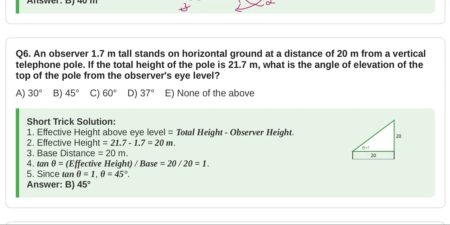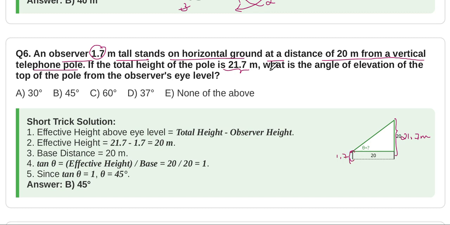Next question. An observer 1.7 meters tall stands on horizontal ground at a distance of 20 meters from a vertical telephone pole. Visualize that this is a telephone pole. The total height of the telephone pole is given as 21.7 meters, and the observer's height is 1.7. That means this height, 1.7, is the height of the observer.